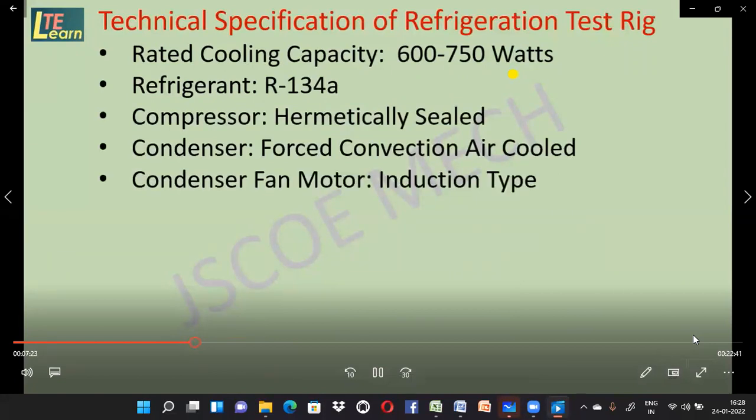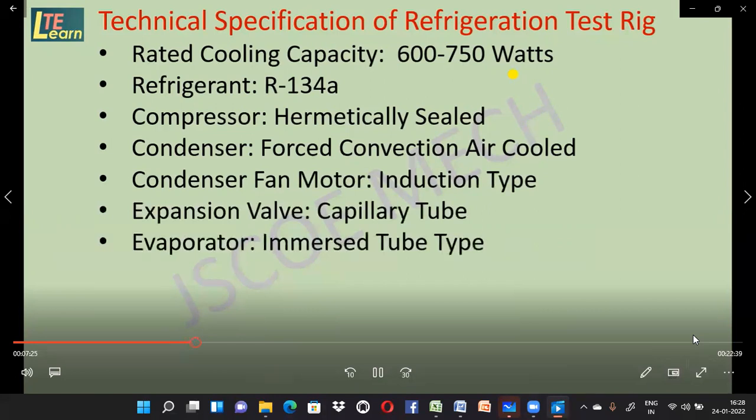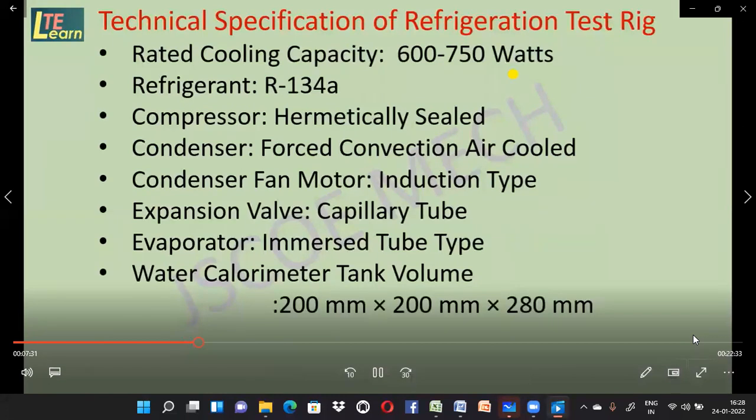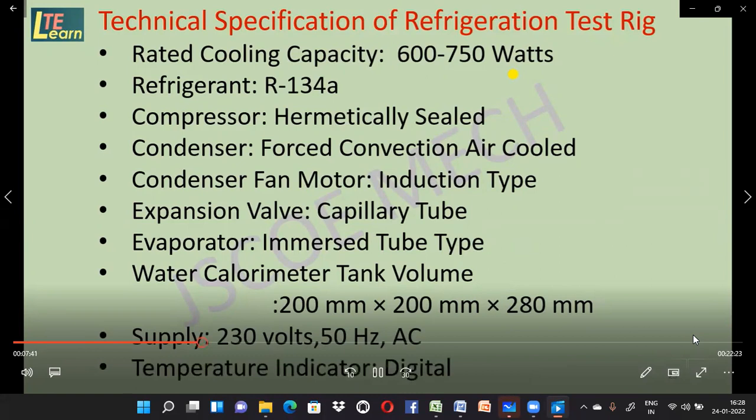Condenser fan motor is of induction type. Water calorimeter tank volume dimensions are given. Electrical supply at 230 volts with 50 Hz frequency with AC current. Temperature indicator is of digital type.